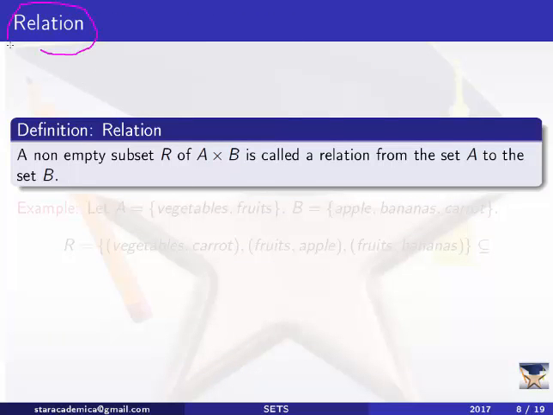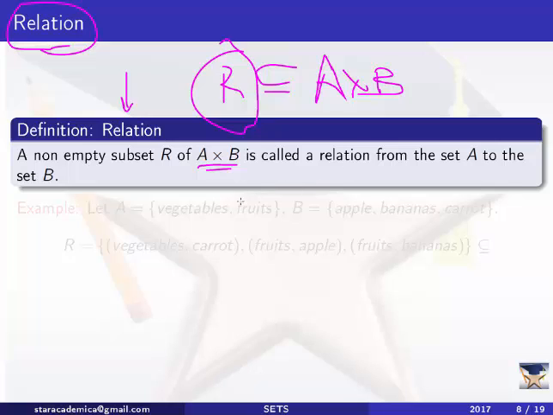Let's define the relation, but we are not going to do more than this in this section. We are going to have a new section in the future where we are going to deal with this important topic. So what is the relation, and what does this have to do with A Cartesian B? You take a non-empty subset of A cross B, and this is called a relation. So R is called a relation.